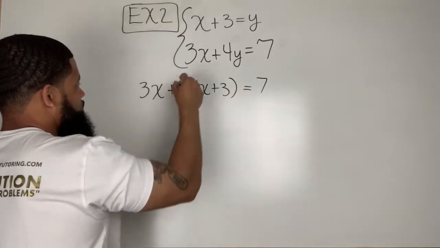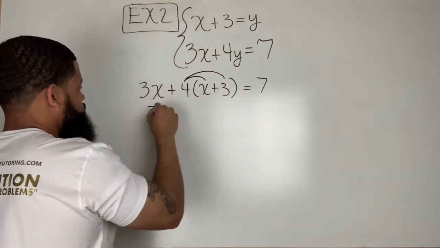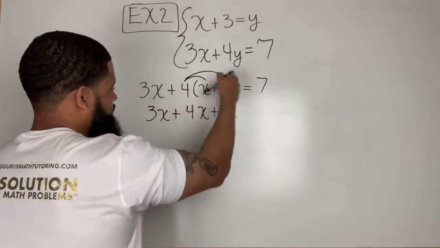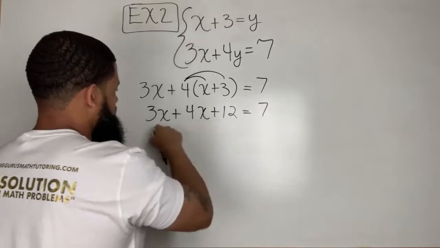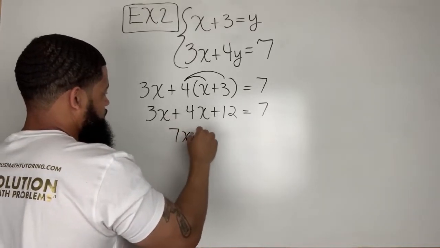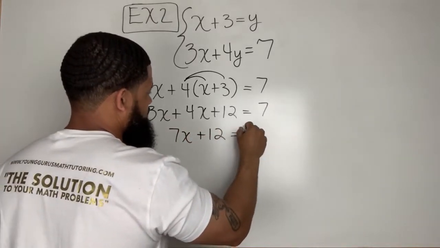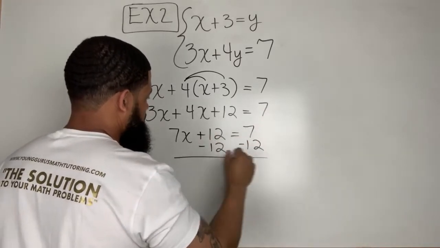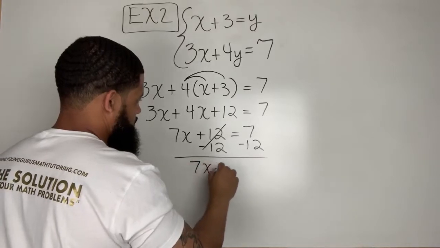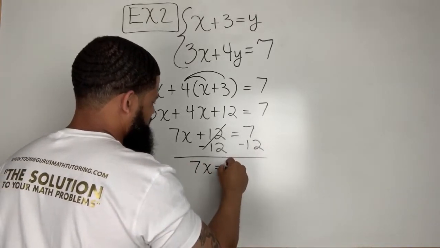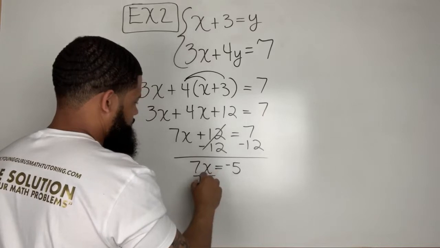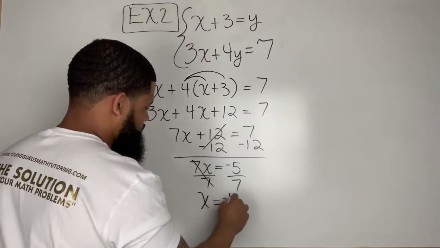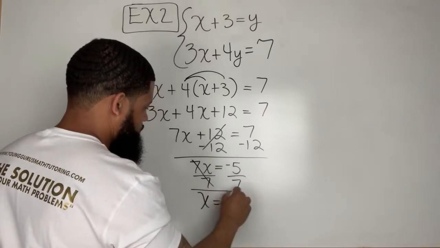And now I'm just going to solve. So I need to distribute there. So I have 3x plus 4x plus 12 by the distributive property equals 7. Combine these, I get 7x plus 12 equals 7. Subtract 12 from both sides to get the like terms together. Those cancel. I get 7x is equal to 7 minus 12, which is negative 5. Divide by 7, and x is equal to negative 5 over 7.